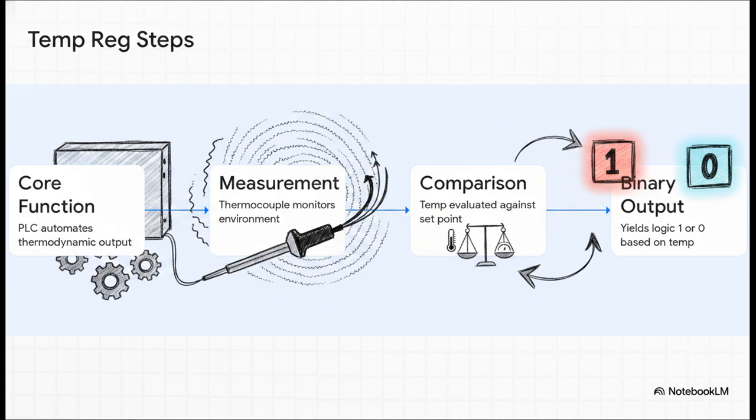Step 3 is set point comparison. It's constantly comparing that measured temperature against a target set point we've chosen. And finally, step 4 is the binary output. If the room is hotter than our set point, the sensor spits out a logic 1. If it's cooler, it gives us a logic 0. It's just this endless loop: sense, compare, and translate into binary.